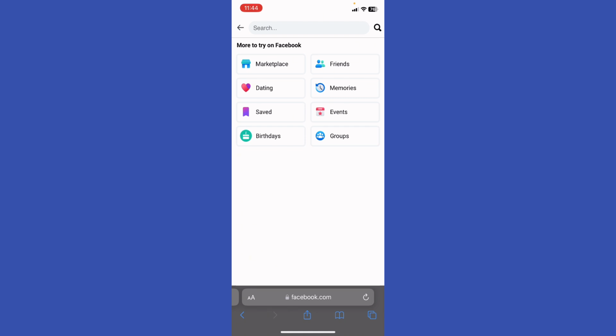And then if someone is making you uncomfortable, block them or report their profile to Facebook. Always stay vigilant and protect your privacy on social media.